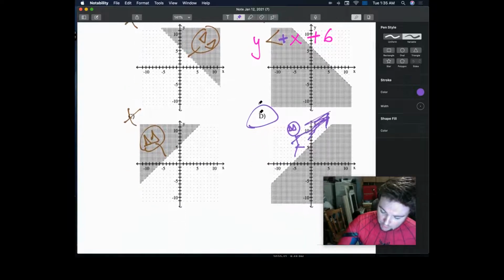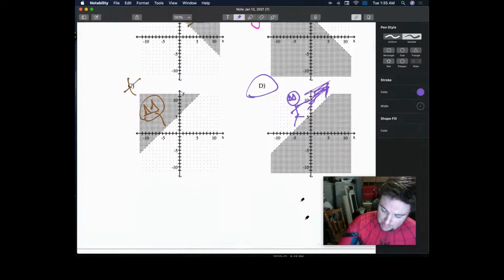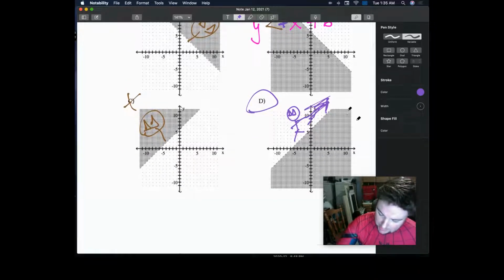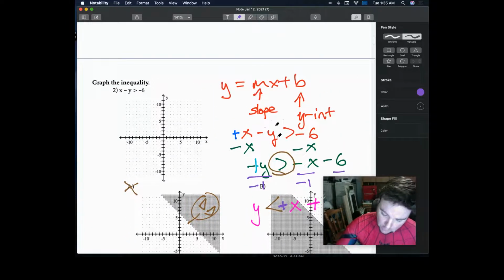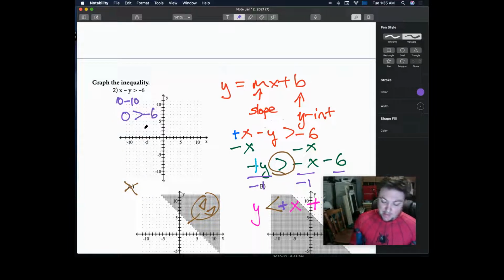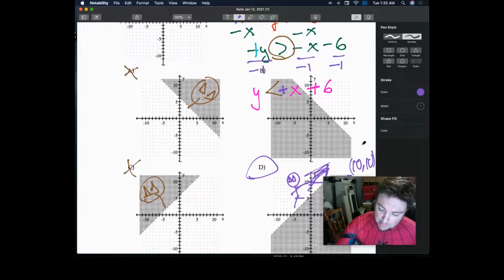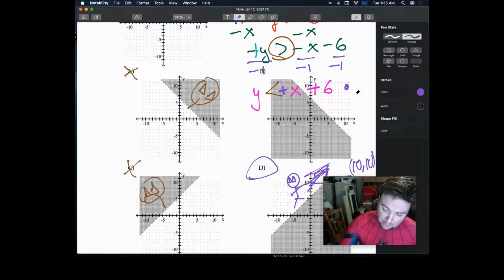Now, we can confirm this in a lot of different ways. One way is, if I'm not certain between B and D, I can take a point that I know is on D but not B. Let's say up here, if this is 10 and this is 10, we know the point (10, 10) is safe. So let's look at what happens at (10, 10). If I plug in 10 minus 10, I get 0, which is greater than negative 6. That is true. What does that tell me? That tells me this is a potential correct answer, which means B has to be wrong because it doesn't have a point there with (10, 10) in it.